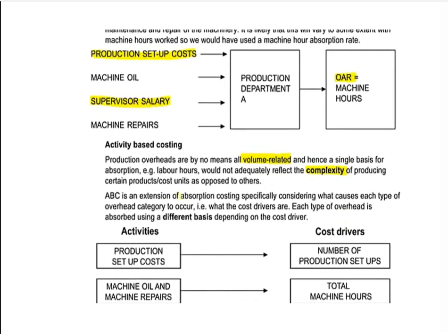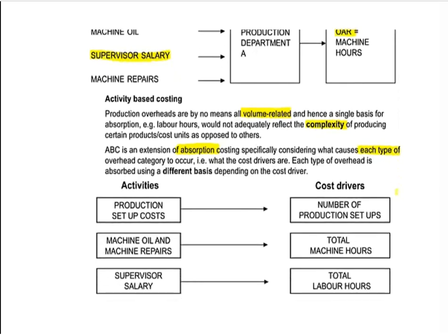So ABC is a type of absorption costing, but it thinks about each cost individually and what causes it to occur. So for example, the production setup costs will rise the more times you set the machine up. So the cost driver is going to be the number of setups. Machine hours is the best basis for machine oil and repairs, so that will be the cost driver there. But for supervisor's salary, that's going to be dependent on the number of hours that labour is actually working.